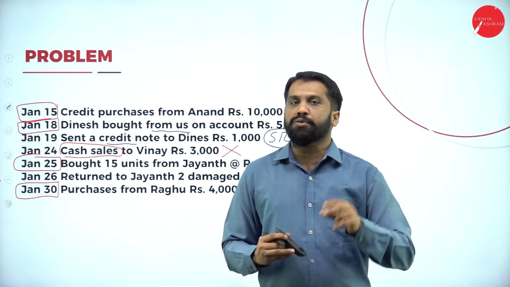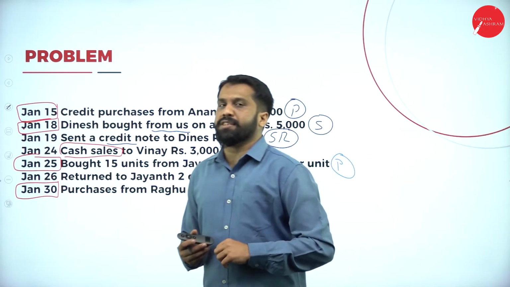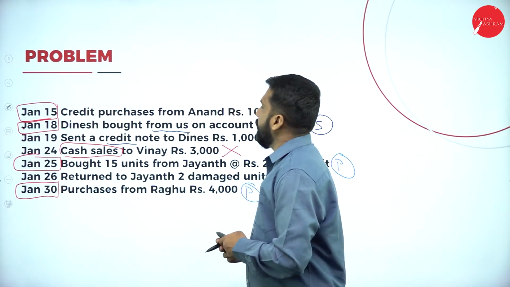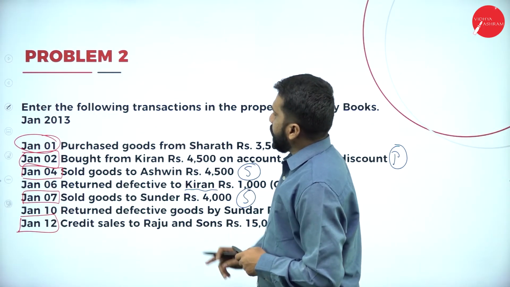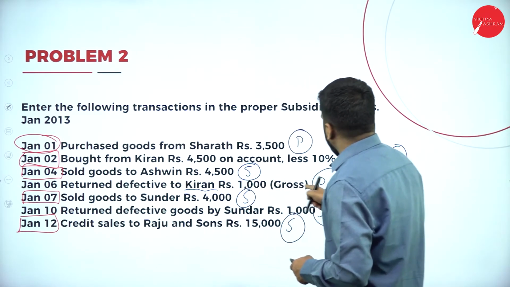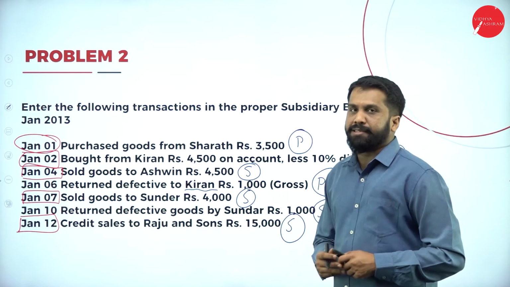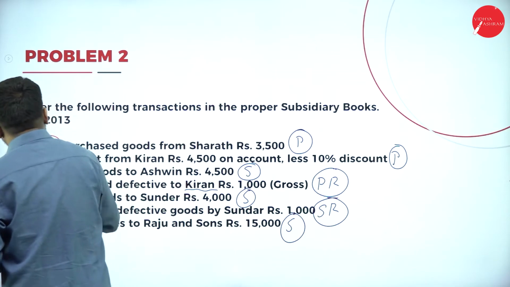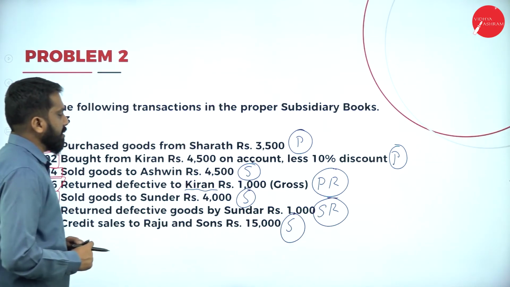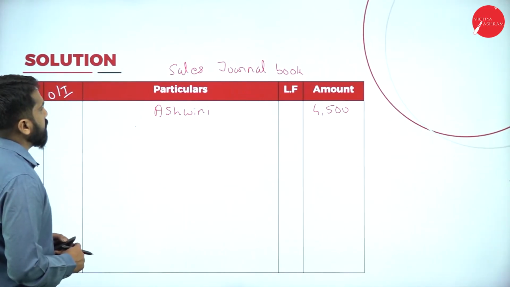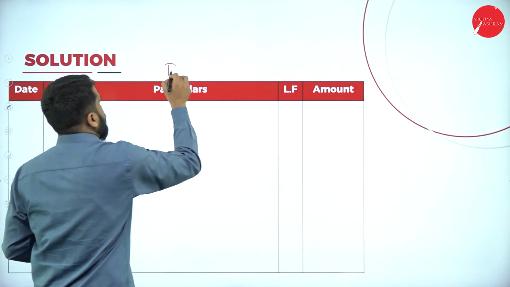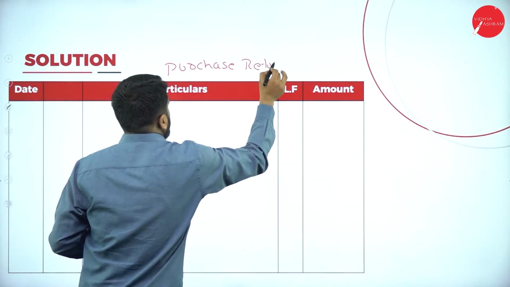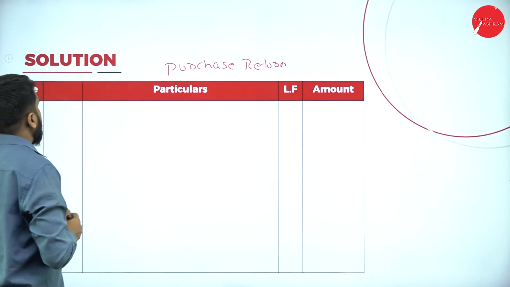What is left? Two things are left. One is purchase return and another one is sales return. We'll go for that. Now, in this only two things are there. First we'll go for purchase return. Now, January 6th, it is a purchase return account.